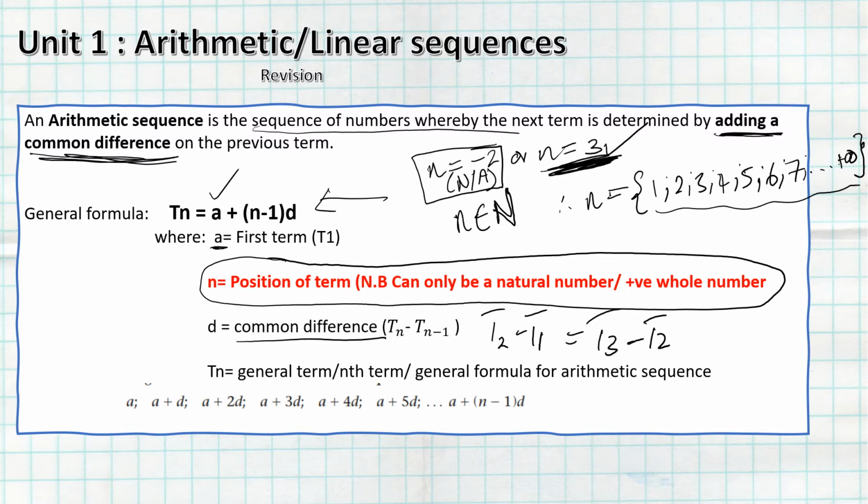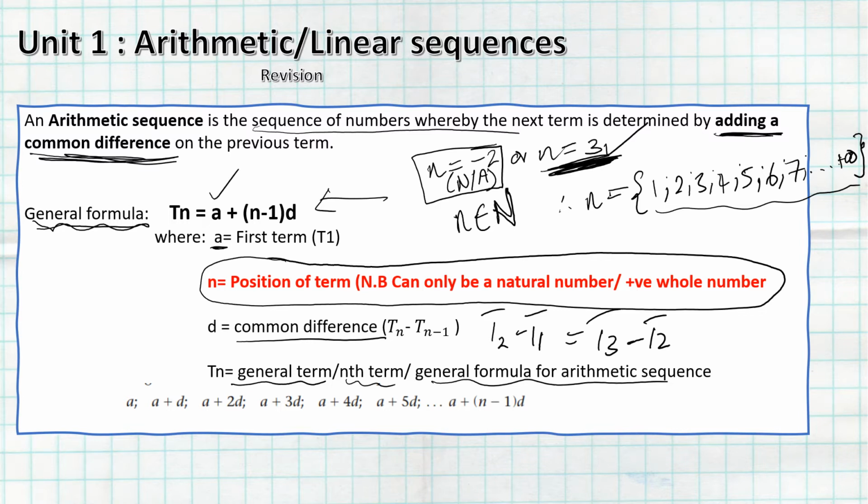Okay, and also Tn. What does Tn stand for, right? Tn stands for the nth term. T stands for term, and n is just n there. So the nth term, or what we call the general term, or the general formula of an arithmetic sequence.